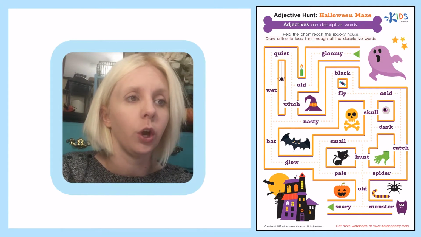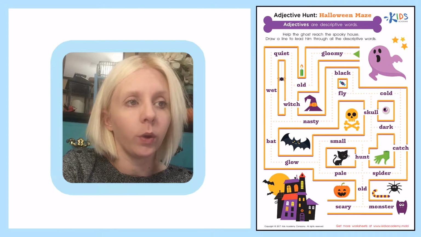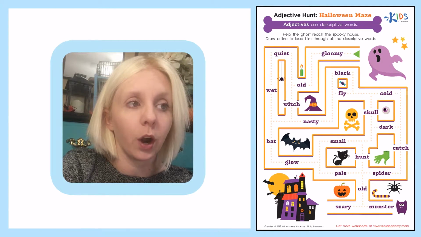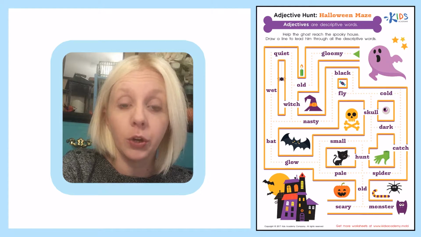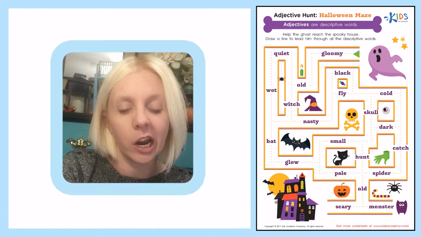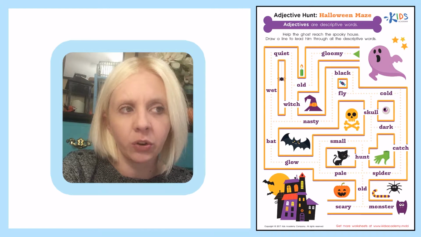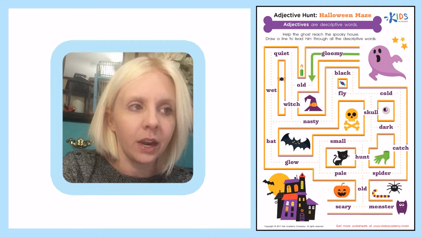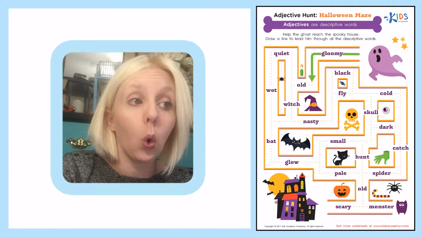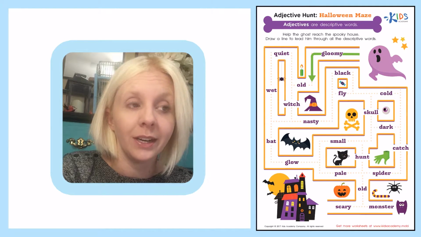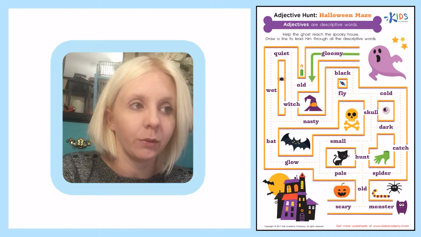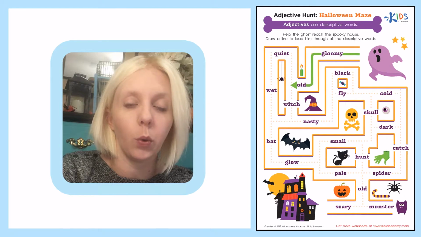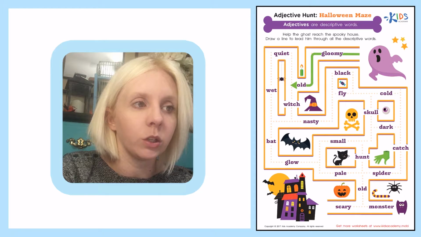So we're going to start right here with our ghost, and we're going to go through this kind of little maze. What is our first word? Our first word is gloomy. Think about gloomy when things are kind of sad or down or sometimes dark. They're gloomy. Now we're going to go to the next one. The next one is old. Is old a descriptive word? Yep, it describes something, okay? The old person or the old shoe. All right, let's look for the next one.